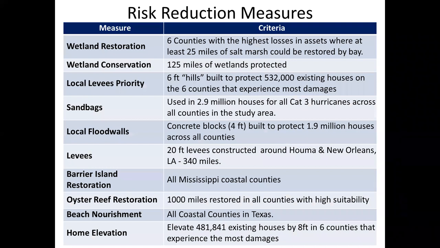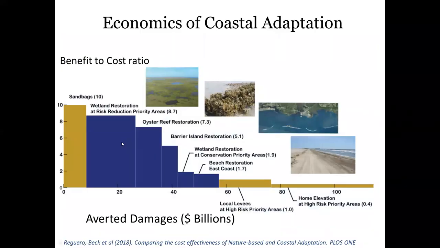All right. So once we've been able to assess what those risks are and where they are across the Gulf of Mexico, then we can begin to examine a variety of different solutions for risk reduction. And this list just shows some of the really large-scale solutions that we were looking at, from wetland conservation and then comparing against grayer solutions like sandbags and flood walls. We look at many different scenarios. This summarizes just one of the kinds of scenarios that we looked at.